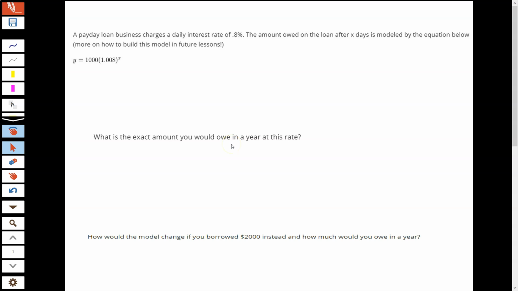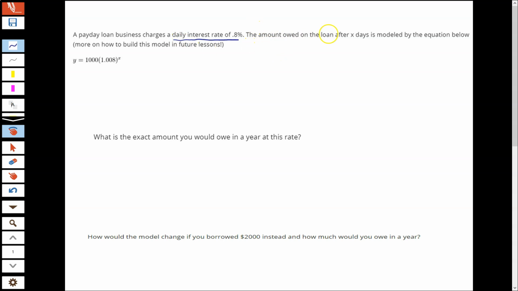Okay, folks, so here we have a word problem related to our exponential functions, and it's related to sort of our opening, right? So we're talking about a payday loan business, which you see everywhere in Chicago, and they are charging a daily interest rate of 0.8%, and I'm going to underline that, especially that word daily. In fact, the most common way that you might get this wrong is not paying attention to the word daily.